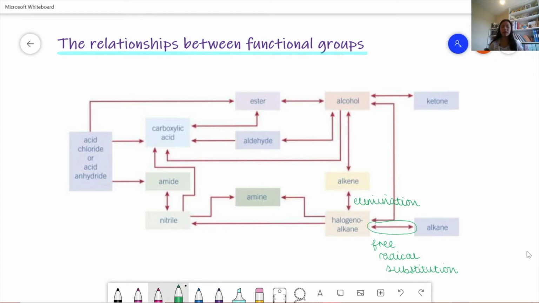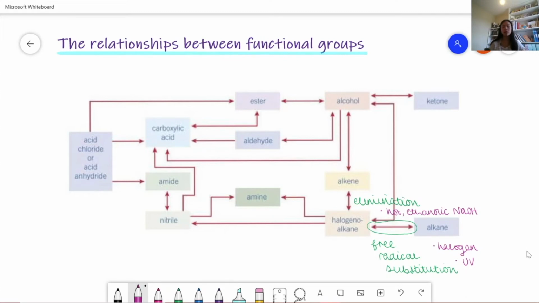So I'm actually going to put those in different colours. So for the free radical substitution, we need a halogen. And really important is that we need UV. And for this elimination, we need hot ethanolic sodium hydroxide.